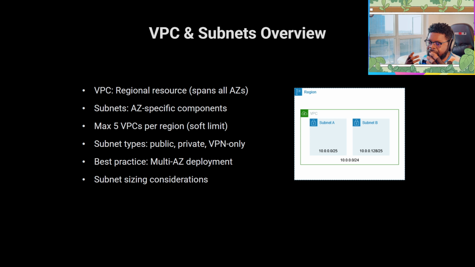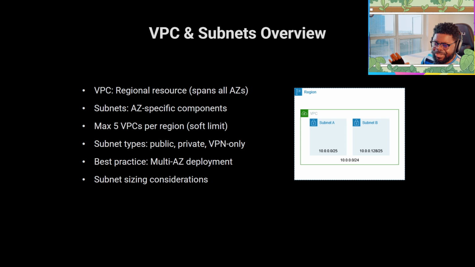Public is basically routable over the internet. Private, nobody can see it from the internet, right? Unless you expose it. And then best practice is usually multi-AZ, that's the whole idea. It means that you go to one AZ, put a subnet there, you go to another AZ, put another subnet there, right? Just to make sure that if one availability zone is impacted, the subnet in the different AZ will continue to handle your traffic, right?